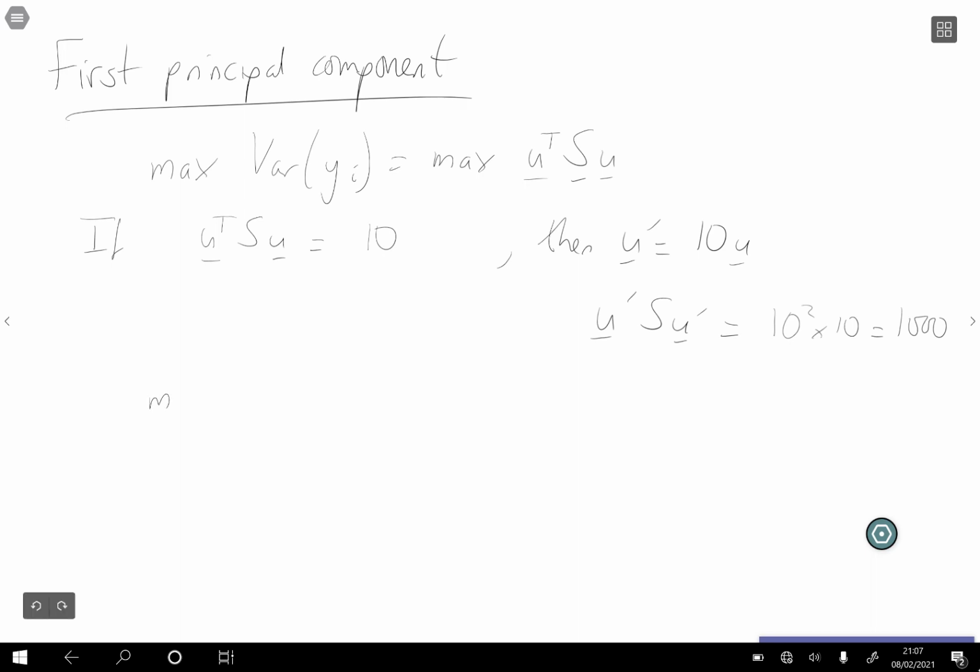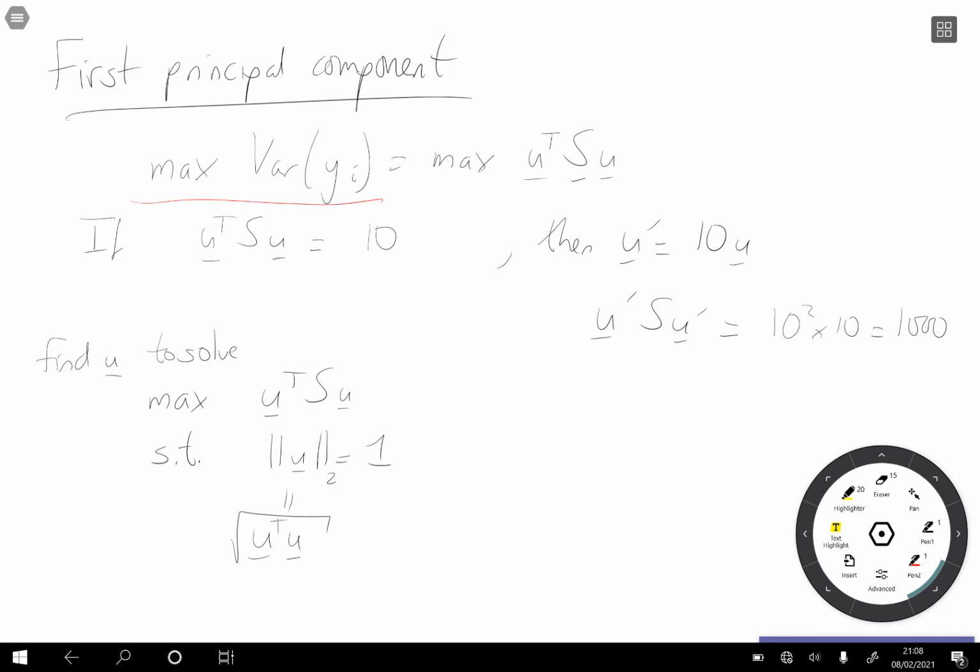So what we do instead is we seek to solve the constrained optimization problem, and we seek to find u that maximizes u transposed S u subject to the length of u being 1. So the length of u, of course, using the Euclidean inner product here, is just the square root of u transposed u. So principal components analysis tries to maximize the variance of our first transformed variable yi. In other words, it tries to find the u to maximize u transposed S u. And in order to make this make sense, we have to pick a u of length 1. So we're just trying to find a direction in the data that is most variable.